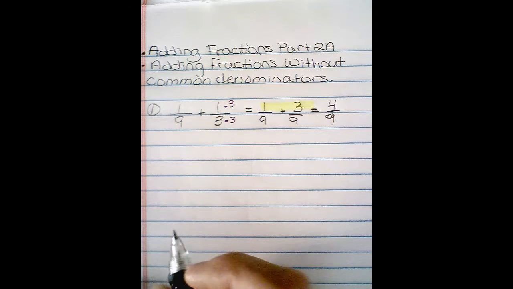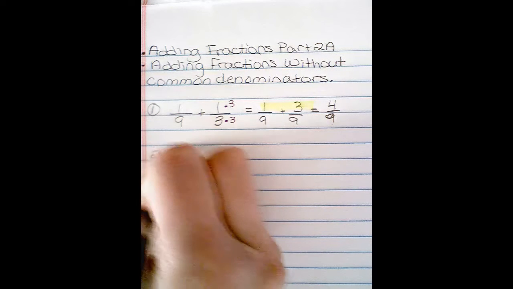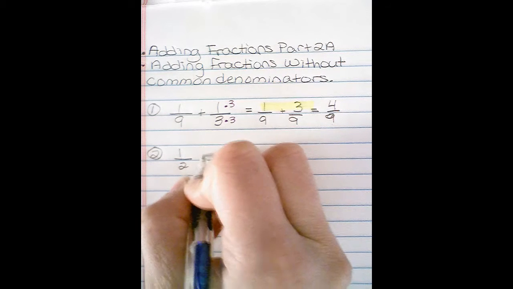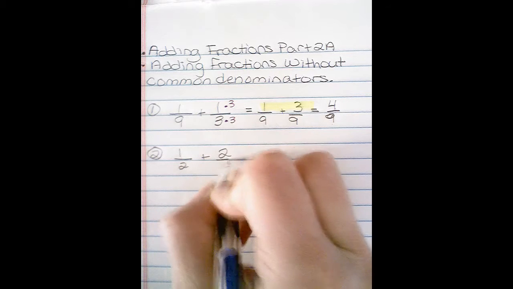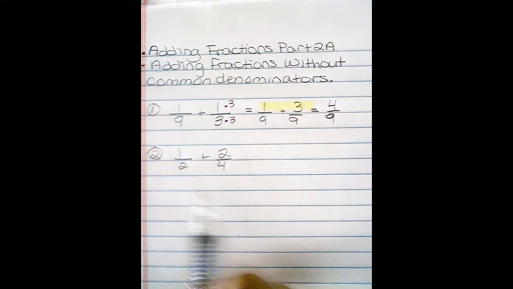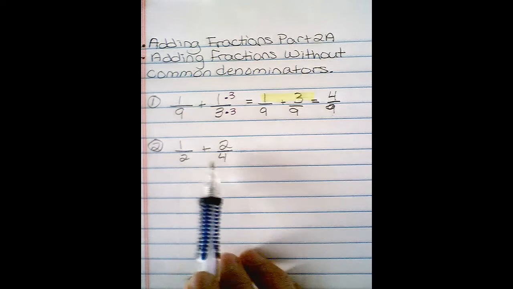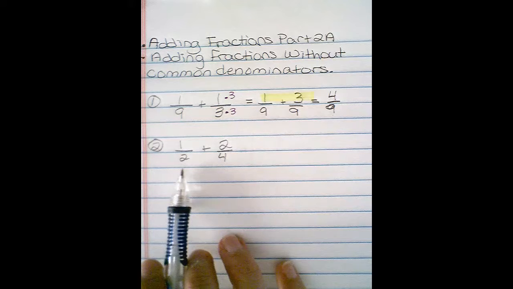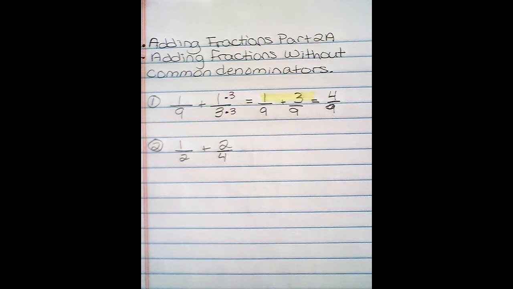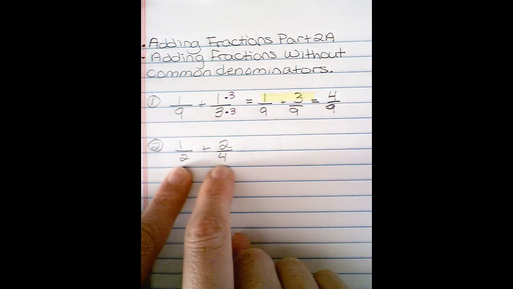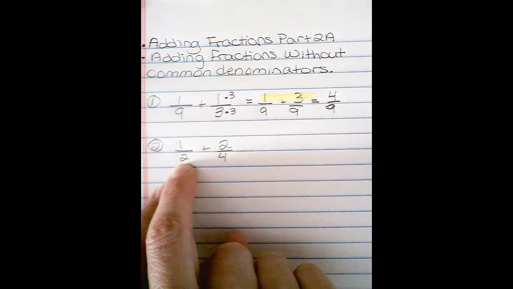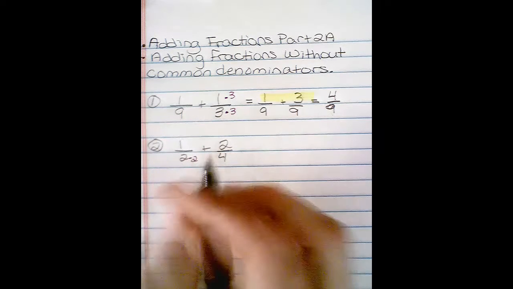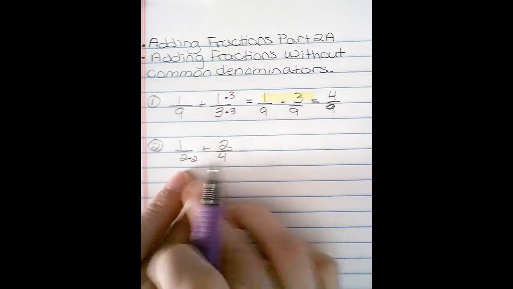Alright, moving on to number 2. Our next problem is 1/2 plus 2/4. Once again, we do not have common denominators, but just as we did up here, we can do some multiplication. So, 2 and 4 obviously are not the same number, but I can multiply 2 by the number 2, and that will get me to the number 4.